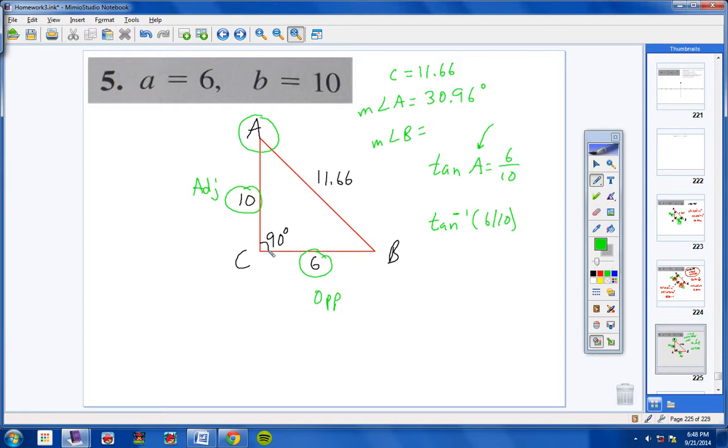And now, students, very quickly we can find the measure of angle B. We're going to add angle C and angle A together and then subtract from 180. So what plus 90 equals minus 180. And students, after I've done that, when I've added my two angles together and subtracted from 180, I'm getting 59.036. So that would be 59.04 degrees. Okay? All right, moving on to number 7.